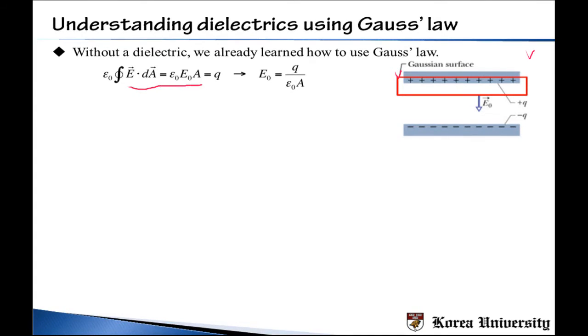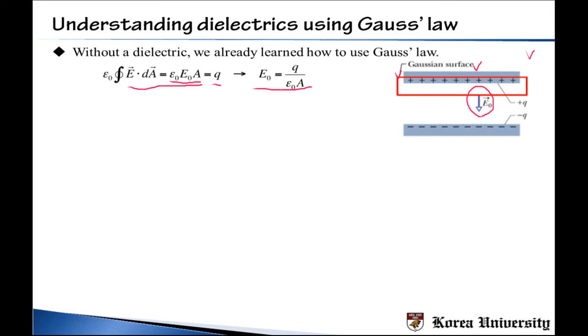The integration of the electric field over the Gaussian surface: the upper surface and side surface are all 0, and we only need to consider the electric field at this location, which is E naught, the original electric field without dielectrics. Therefore, it's epsilon naught E naught multiplied by the area of the capacitor. And how much charge is enclosed within this Gaussian surface? That is, of course, the total charge on the positive plate, which is Q. So we can summarize it using this equation.